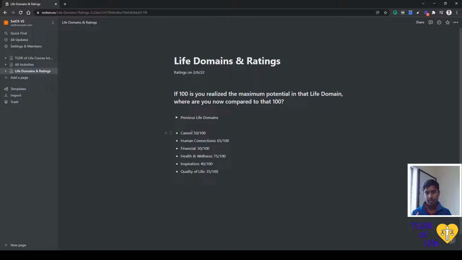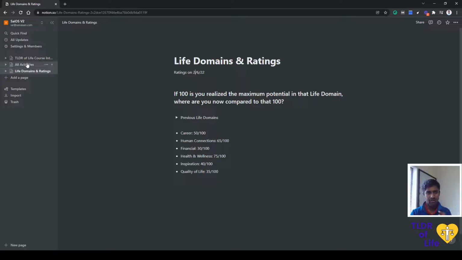And then rate them. Rate them from 1 to 100. If you realize your maximum potential in the life domain, where are you now compared to that 100? So you have that baseline. This is my ratings on February 6th. So whenever this publishes, I did this a few weeks ago, right?